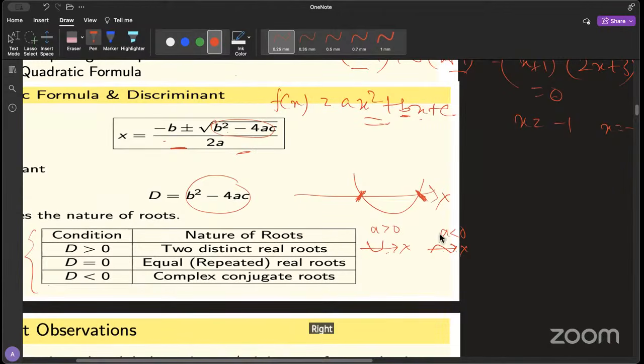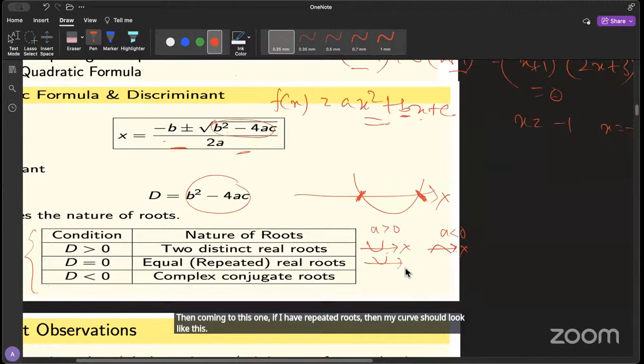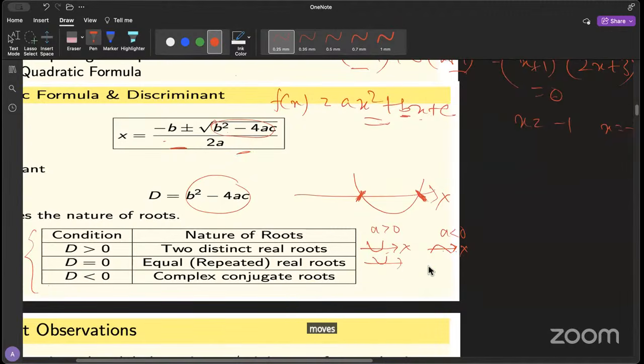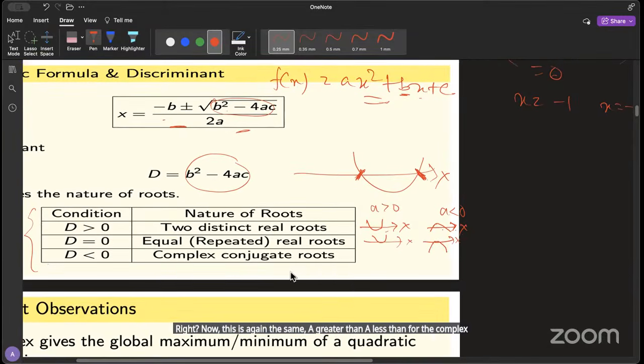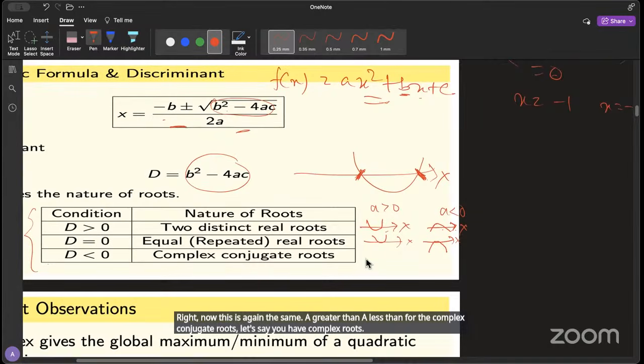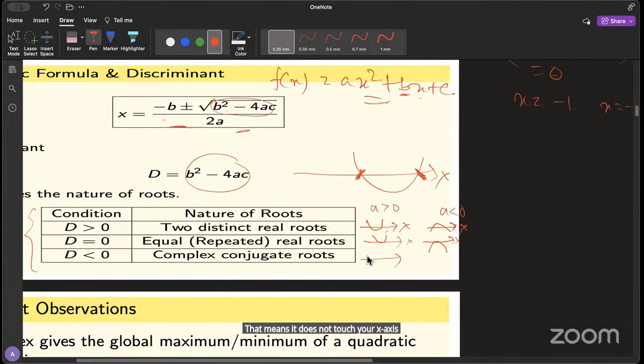If I don't know anything about A, then coming to this one, if I have repeated roots, then my curve should look like this. It touches the x-axis and then moves back on the positive side, or it touches the x-axis and moves back on the negative side. Now this is again the same, A greater than 0, A less than 0. And for complex conjugate roots, let's say you have complex roots, that means it does not touch your x-axis at all. That means it's either this, if A is greater than 0, or it's this, when A is less than 0. Is that okay?